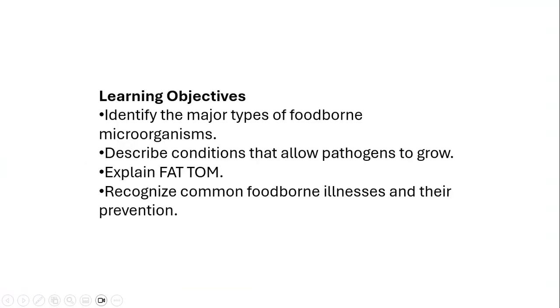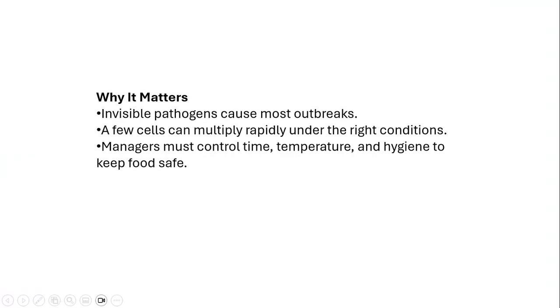So what are we looking at learning in this chapter? Identifying the major types of foodborne microorganisms, the bad bugs that make us sick. Describing the conditions that allow pathogens to grow. So we're going to be looking at Fat Tom. Recognizing the common foodborne illnesses and their prevention. So we need to know the common items which happen.